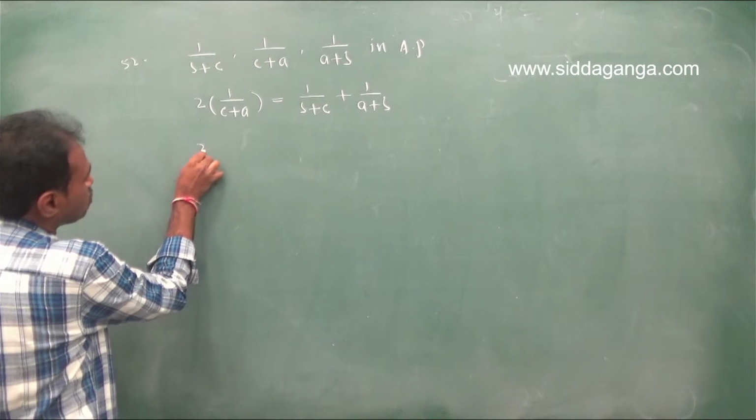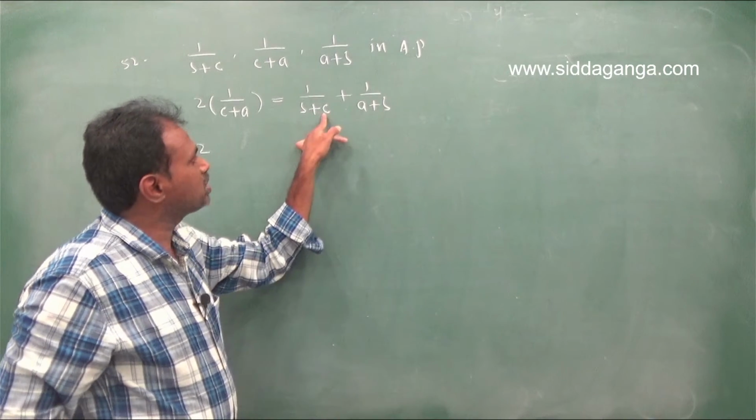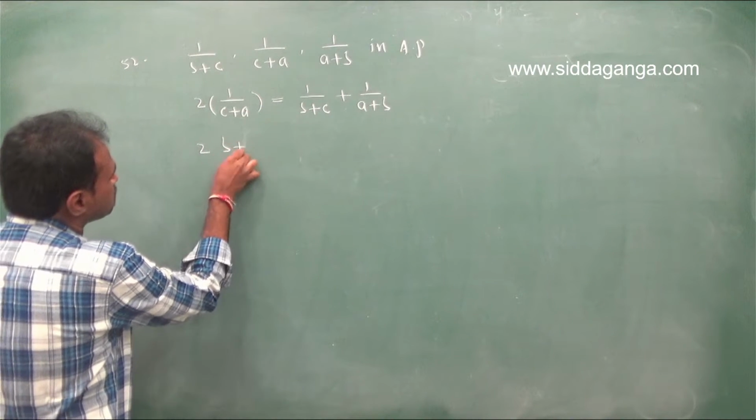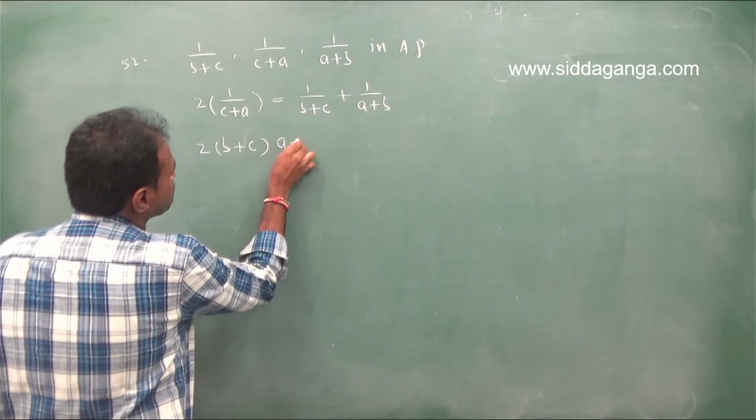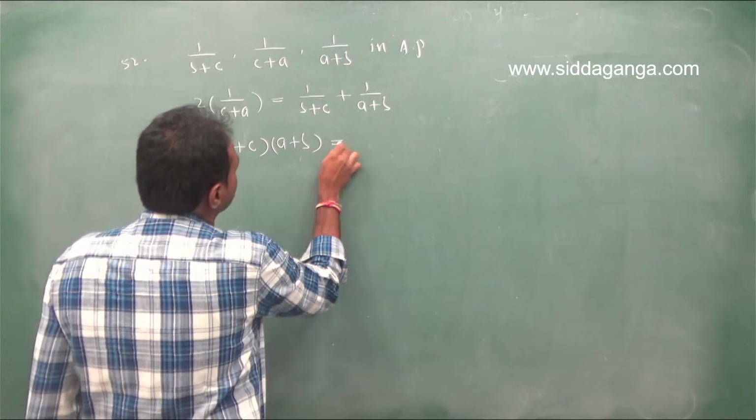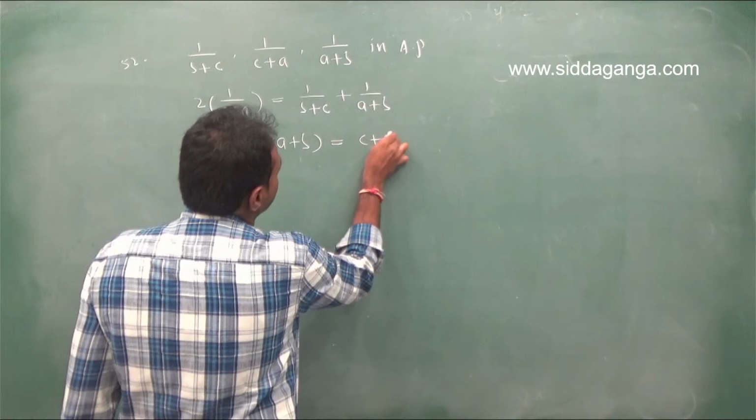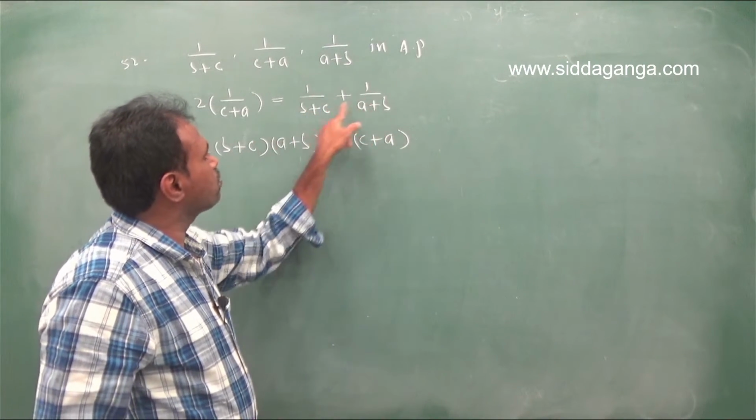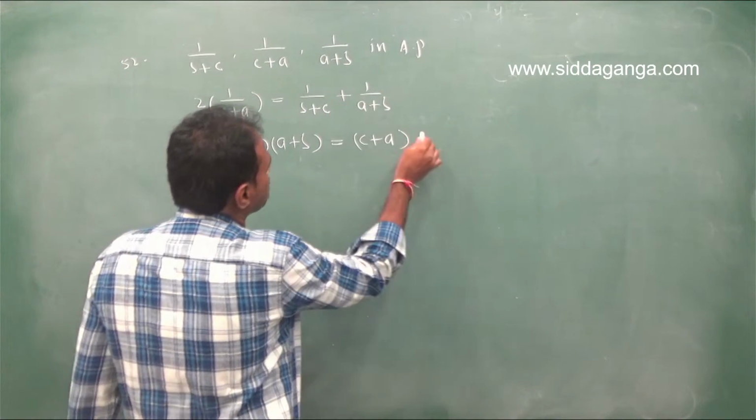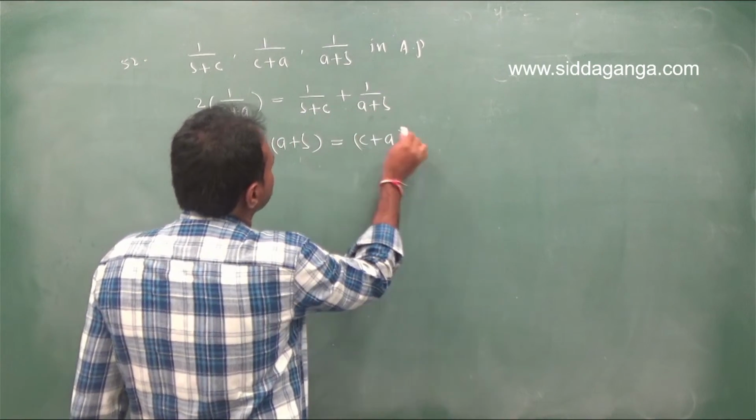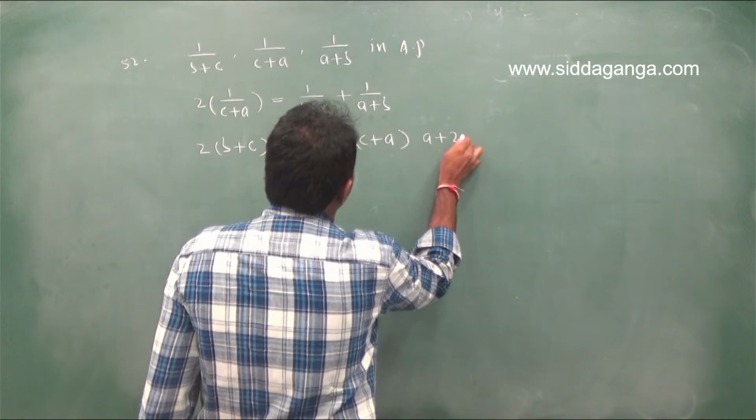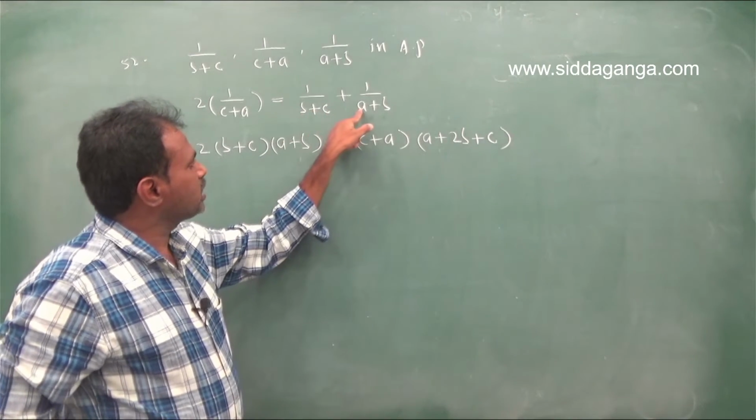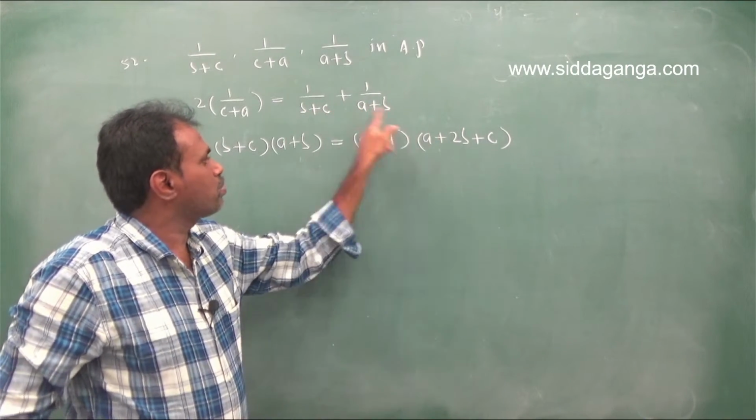Now 2 into, here you take the LCM, that is b plus c into a plus b. On the left side, 2 into b plus c into a plus b is equal to c plus a on the right side. Now a plus b plus b plus c means a plus 2b plus c. Sum of these two, that is a plus b plus b, 2b plus c.